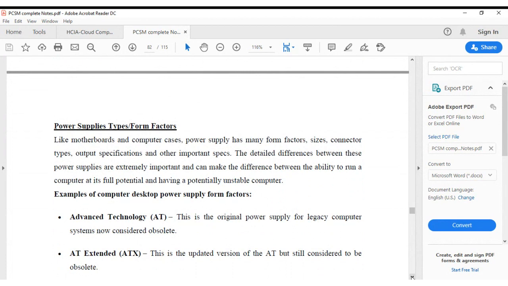The detailed differences between these power supplies are extremely important and can make the difference between the ability to run a computer at its full potential and having a potentially unstable computer.